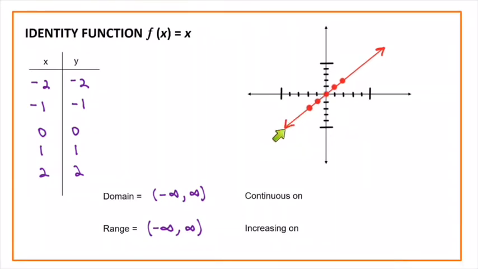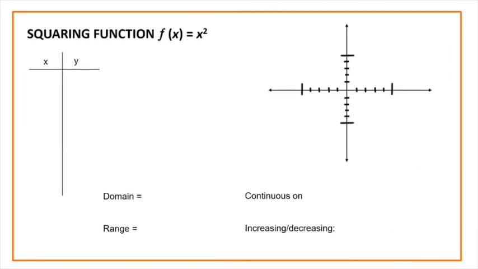This graph does not have any discontinuities, so we would say it's continuous on its entire domain. So we'll say it's continuous from negative infinity to positive infinity. And it's always going uphill, so we'll say it's increasing on the interval from negative infinity to positive infinity.